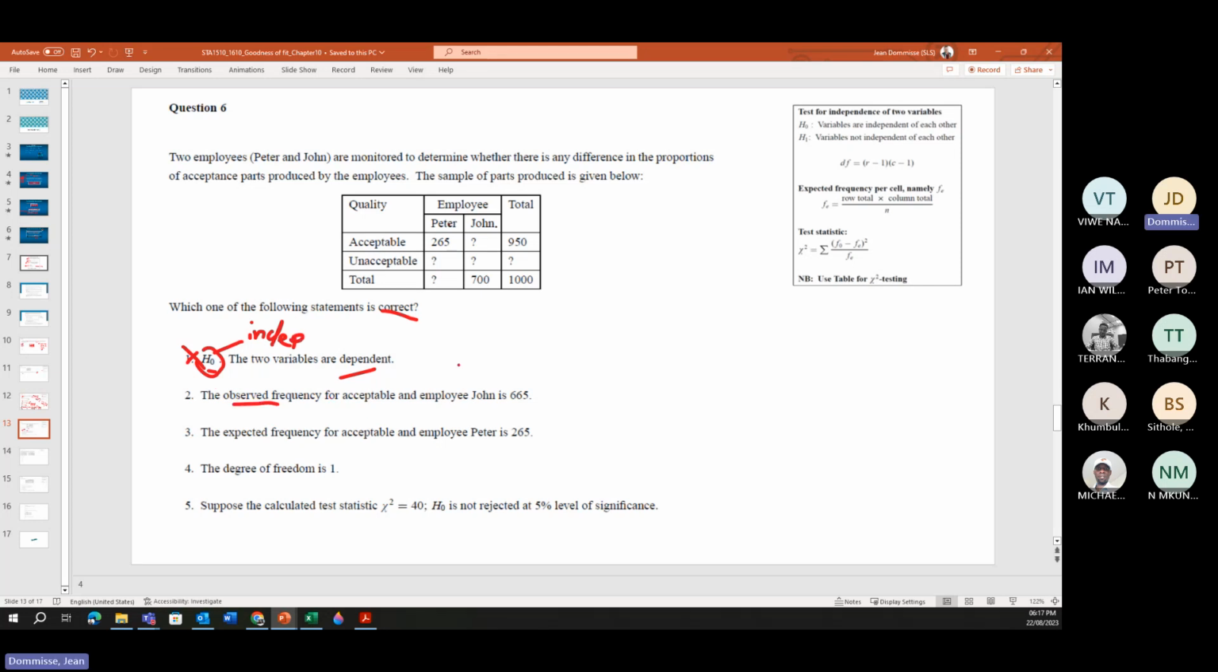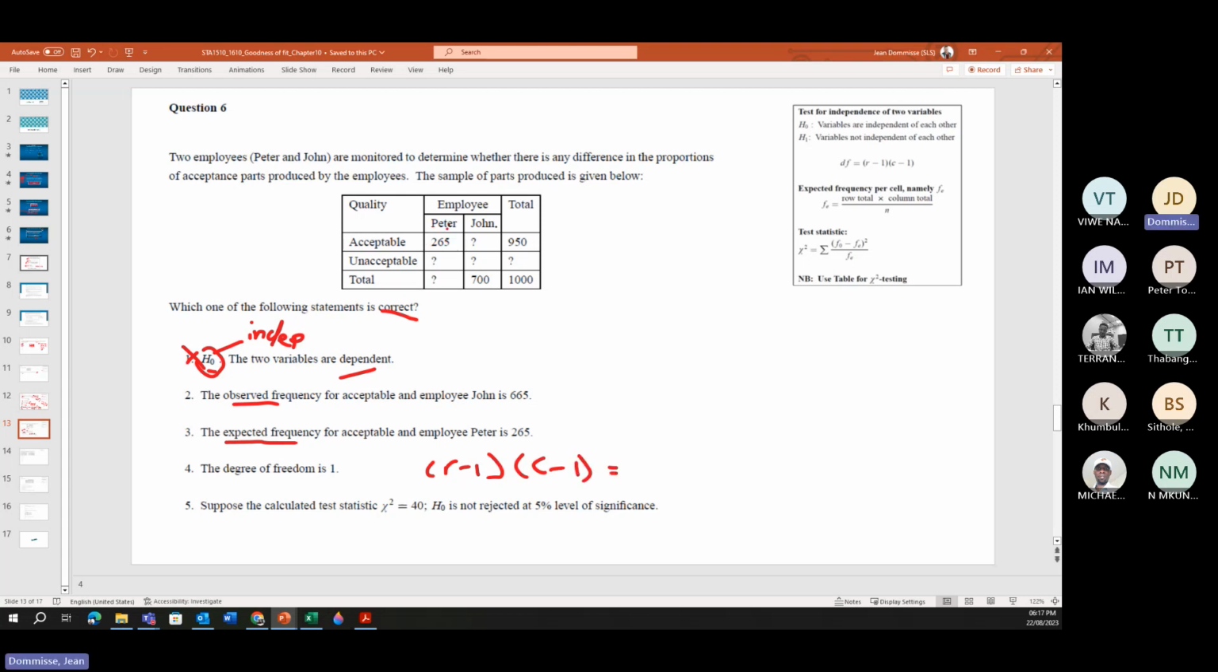Observed frequency, okay, let's wait and work that out. Expected, let's wait and work that out. Okay, degrees of freedom, rows minus 1 times columns minus 1.